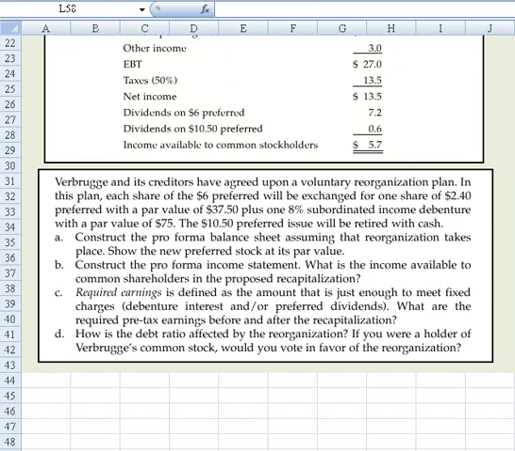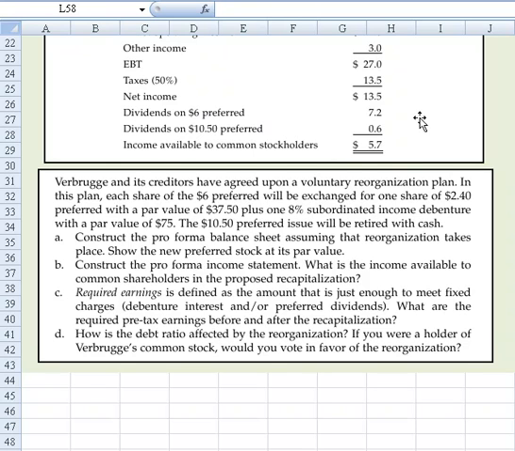Okay, now let's tackle Part C. Part C says, required earnings is defined as the amount that is just enough to meet fixed charges. And by fixed charges, they mean debenture interest and or preferred dividends. What are the required pre-tax earnings before and after the recapitalization?